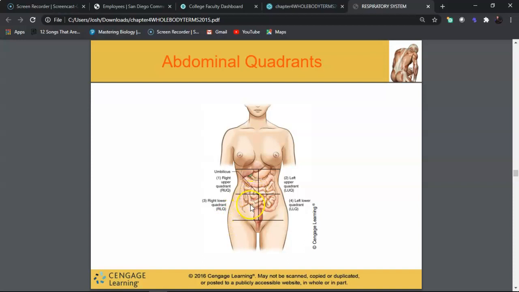McBurney's point is a point in here. It's about 2/3 away from the umbilicus. And generally, when you have tenderness here, this is actually the appendix. So if you have pain at McBurney's point, then it generally is suspicious for appendicitis. Usually you push down and lift up. And if you have something called rebound tenderness, where it actually hurts more when you release than when you press down, that's indicative that we could be dealing with appendicitis. Okay.